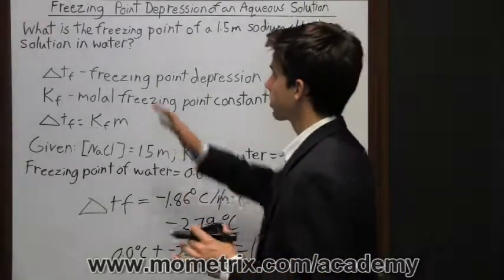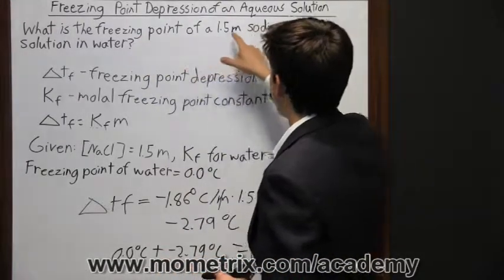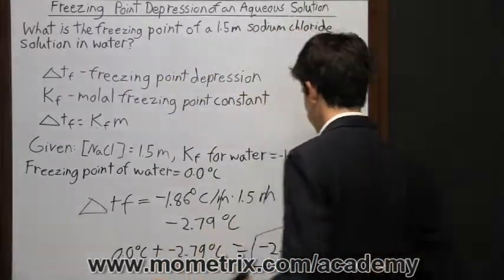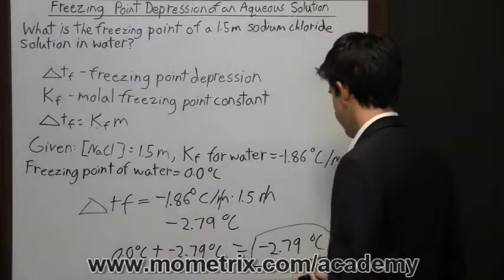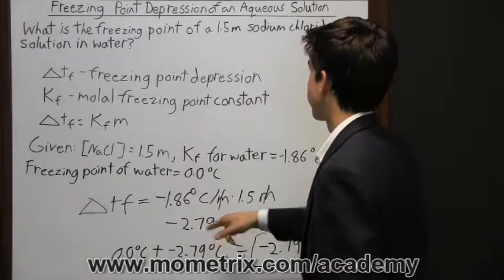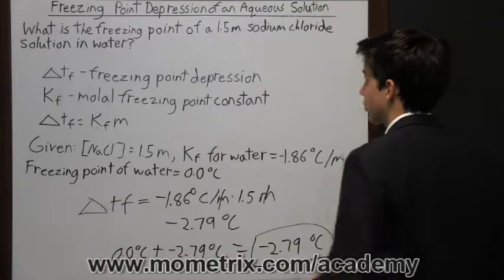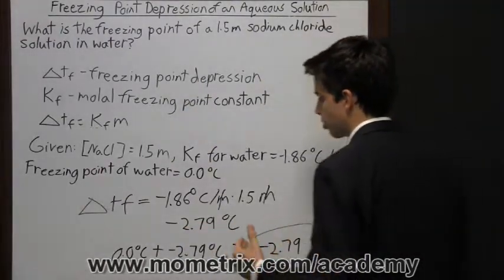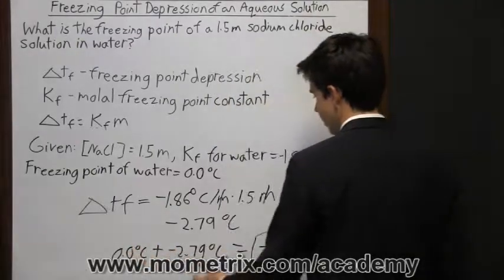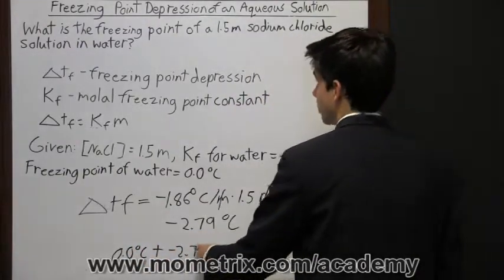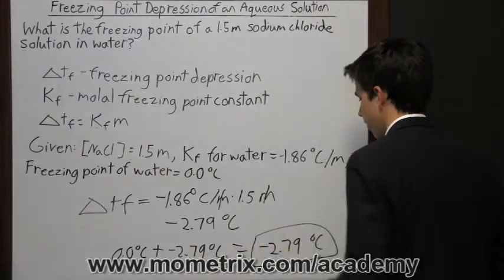Because remember, we were looking at this right here. What is the freezing point of a 1.5 molal sodium chloride solution of water? And the freezing point is negative 2.79 degrees Celsius. Because this negative 2.79 degrees Celsius right here is the freezing point depression. And so it just so happens that since we're starting with a freezing point of 0 degrees, the freezing point depression and the freezing point of the whole solution are the same number.